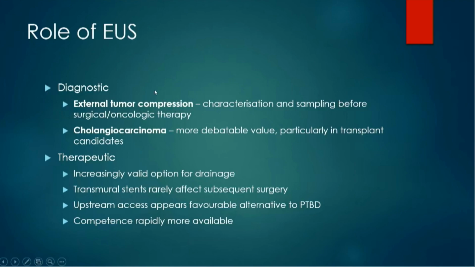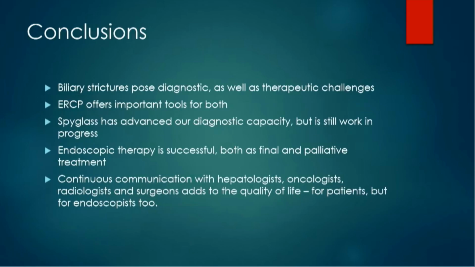I have not been speaking about the role of EUS here, but obviously there is such a role, partially diagnostically, primarily for external tumor compression, of course. For the cholangiocarcinomas, I think the role is less clear, and in patients who may be transplant candidates, we worry a lot about tumor seeding. So I think at the moment, for cholangiocarcinomas, we prefer still ERCP-based sampling. And then there are therapeutic options as well, which has been covered by other speakers.